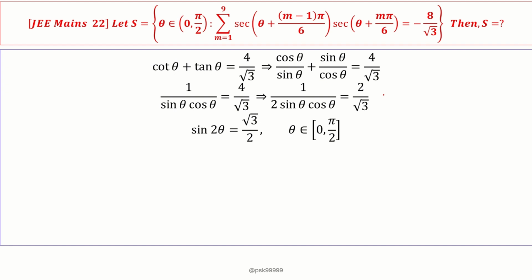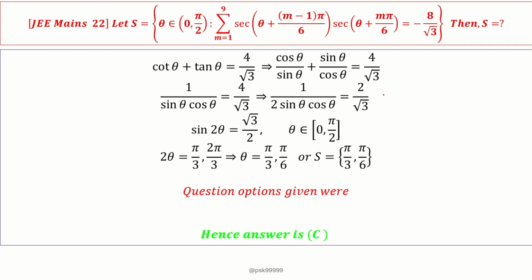Theta belongs to, what is the value given? Theta belongs to 0 to pi by 2. So now you define the values. How many values are possible? Sin 2 theta equal to root 3 by 2, that is the actual expression which we need to solve. 2 theta equal to pi by 3 and 2 pi by 3. At both values, sin 2 theta is root 3 by 2. So theta is equal to pi by 6 and pi by 3. These two values are possible. So set S will have two values, pi by 3 and pi by 6.